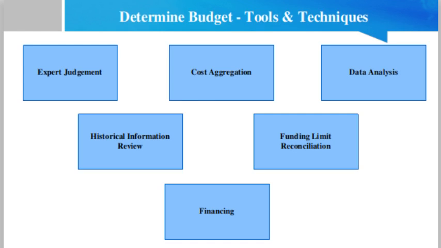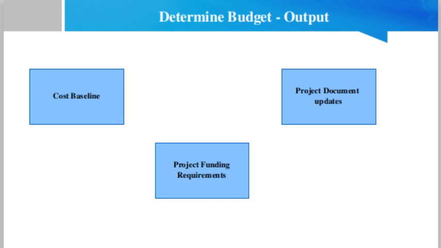Okay. Now we shall talk about the outputs. Friend, these are the outputs for the Determine Budget process. Cost baseline. The cost baseline is the approved version of the time-phased project budget, excluding any management reserve, which can only be changed through formal change control procedures. Then project funding requirements. Total funding requirements and periodic funding requirements from the baseline. The cost baseline will include projected expenditures plus anticipated liabilities.